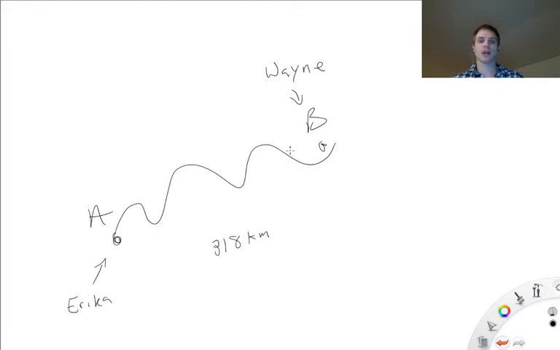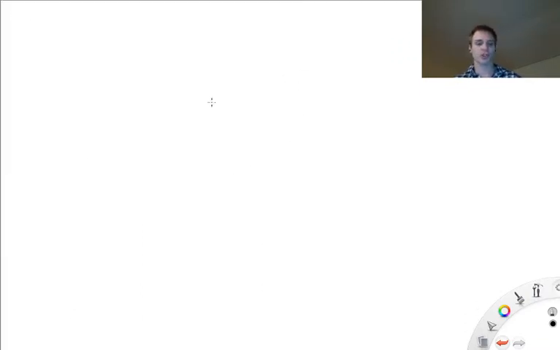Now Wayne's direction along the path is back towards Town A, and Erika's direction is towards Town B. That's important to notice. So let's take Erika's direction to be positive and her speed to be positive. Since Wayne is traveling the opposite direction, his speed is going to be negative. So that's our picture.